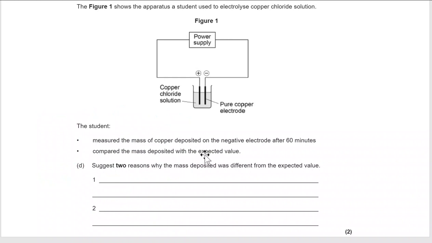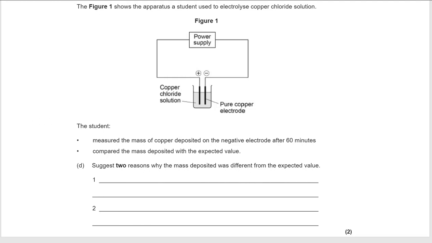Measure the mass of copper deposited on the negative electrode after 60 minutes and compare the mass deposited with the expected value. Now this is because we are shifting impure copper onto the pure copper electrode, so we'd expect it to go up, and we'd expect it to go up by the same amount as the positive electrode goes down.